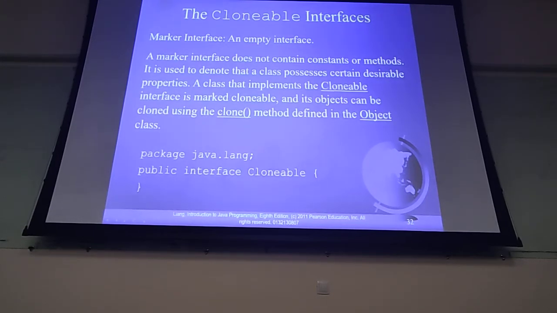So we have one more interface. Which one? Cloneable. Cloneable means copy. And it has a method. Which method? The clone method. The marker interface does not contain constants or methods. It is used to denote that the class possesses a certain desirable property. A class that implements the Cloneable interface is marked cloneable, and its object can be cloned using which method? Clone.